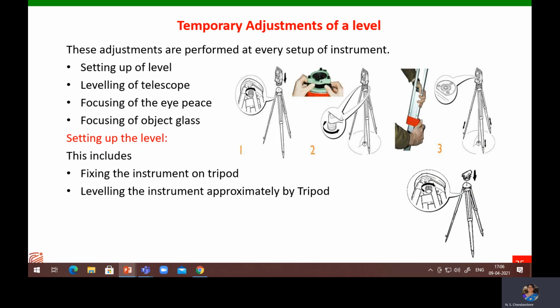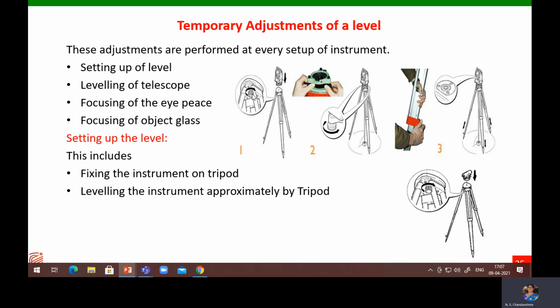Now after the benchmarks, the next topic is temporary adjustments to levels. In the temporary adjustments, there are certain steps that are followed. First one is setting up the level. Setting up the level means, as you can see in this image, a tripod stand is used to fix this instrument on the stand. When we set up the instrument, the first thing that we have to observe is whether the instrument that we are setting is exactly on the point. That can be checked with the help of a plumb bob.